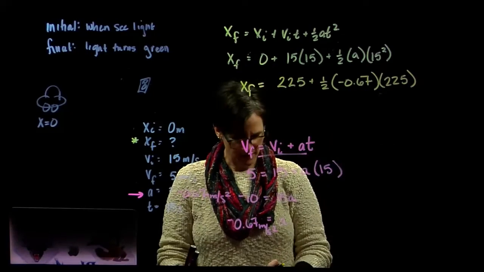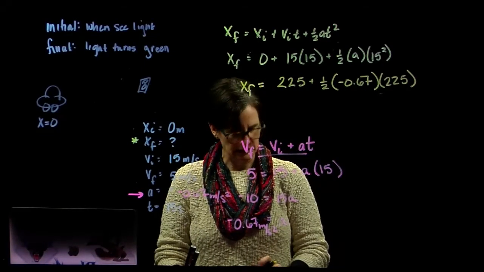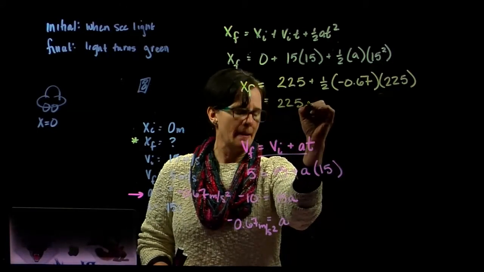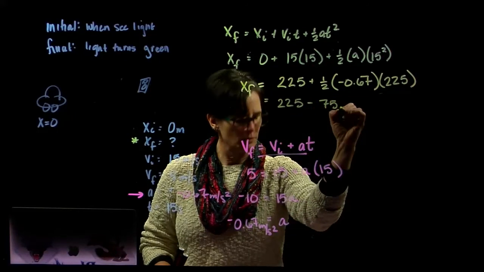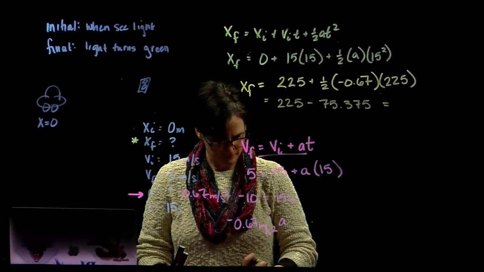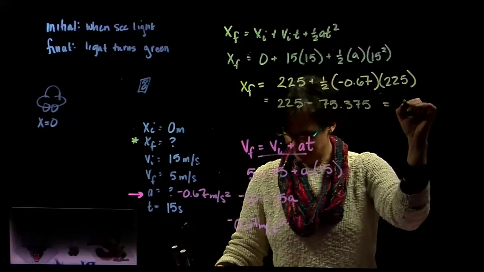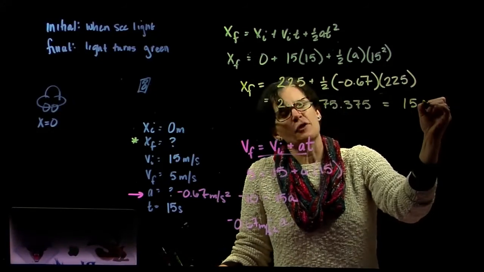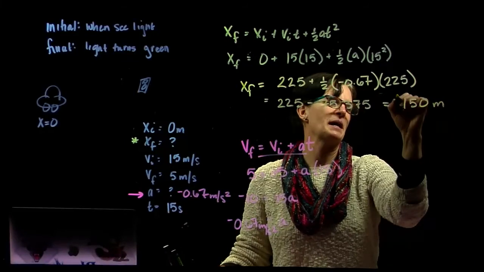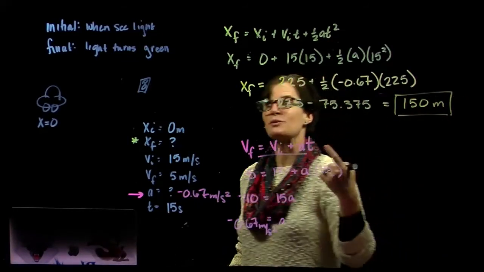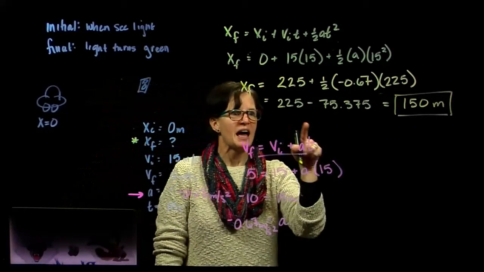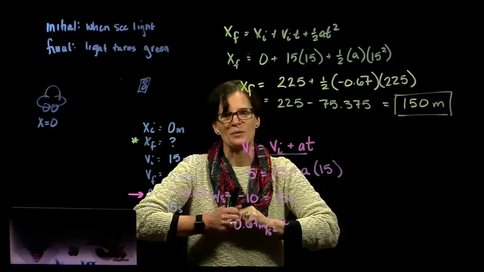All right, so we have 225 times 0.5 times 0.67. We get 225 minus 75.375, and our position is 149.625, but if we use our significant figures, 150 meters. And since our final position, or our displacement, excuse me, is relative to our initial position, and our initial position is 0, x final gives us the distance we coast.